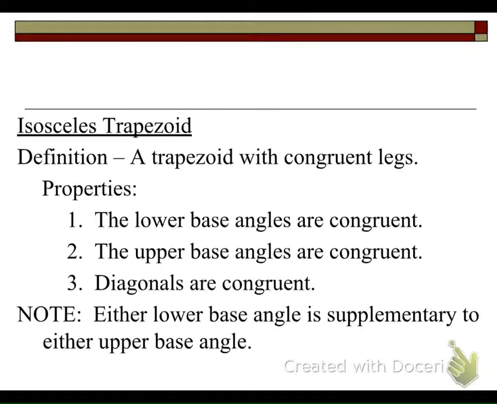Next is a trapezoid with congruent legs. What does it mean to be congruent? Both sides the same. Yep, so the same measure, right? And the properties are that the lower base angles are congruent and the upper base angles are congruent. Our diagonals are also going to be congruent. The note that goes with this is that either lower base angle is supplementary to either upper base angle.